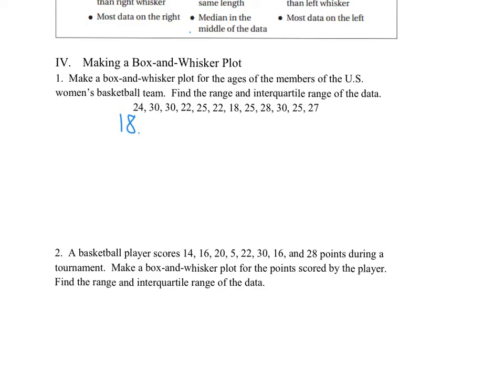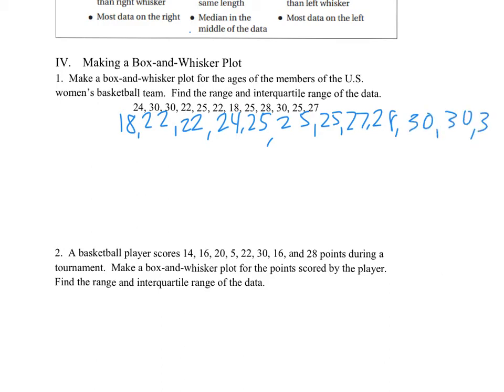So you have 18, 22, 22, 24, 25, 25. How many 25s? We got 3 of them. 30, 30, 30. All right. So your median values. So we have an even number of data in my data set. 1, 2, 3, 4, 5, 6, 7, 8, 9, 10, 11, 12. So that means 6 in, 6 up, 6 down. So 1, 2, 3, 4, 5, 6. Right here is the middle of my data set. All right. It's cut right in between those two 25s.